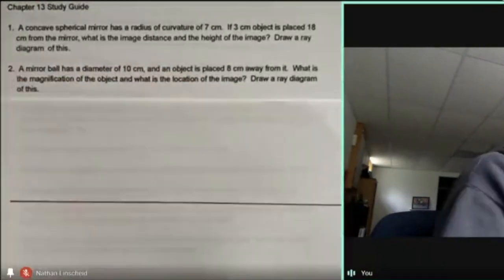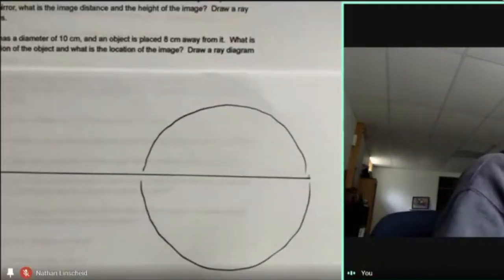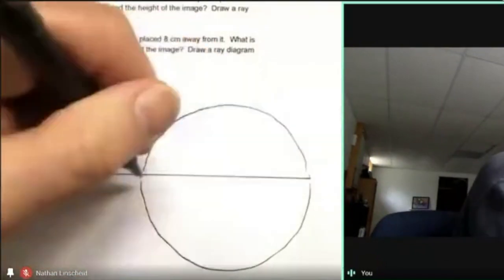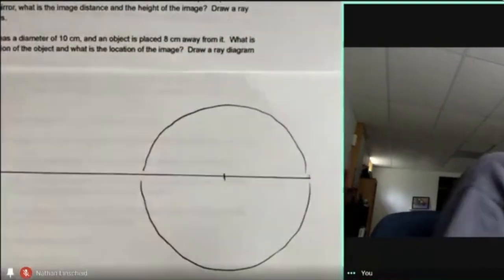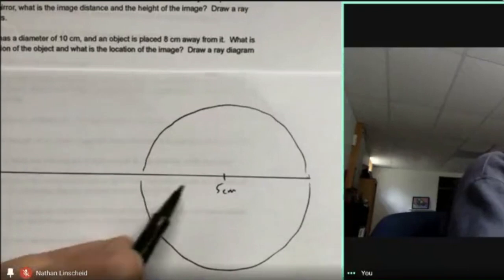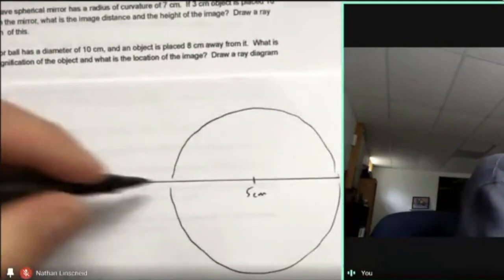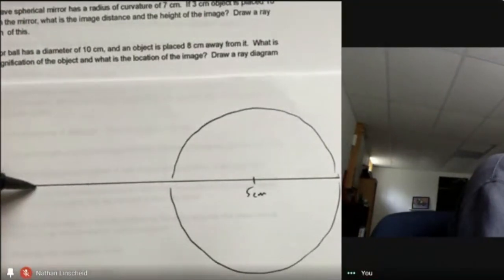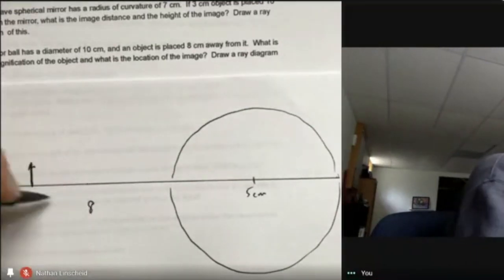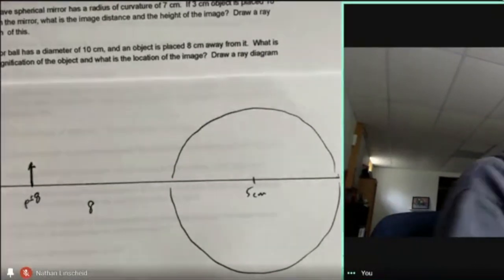All right, now this mirror ball, if I draw the whole thing, looks like this. Okay, and it says that it has a diameter of 10 centimeters. All right, so the whole thing here is 10 centimeters. Well, what's half of that? That is 5 centimeters. Why is that important? It's important because that's the center of curvature of the outside of this. That's the mirror. Okay, we've got an object that's 8 centimeters away from it. This is 8. Oh, P equals 8. Right.